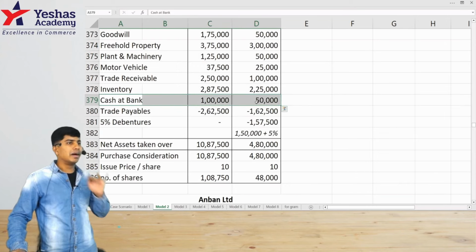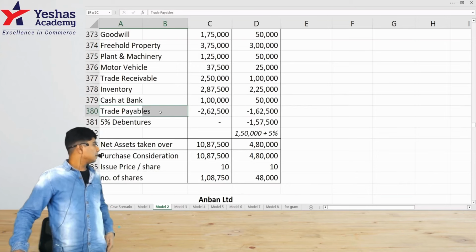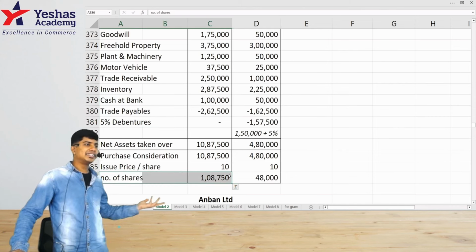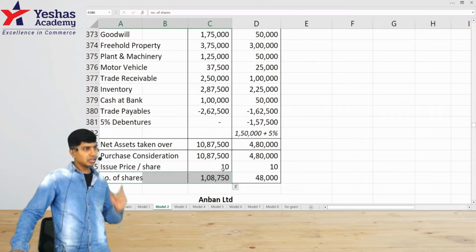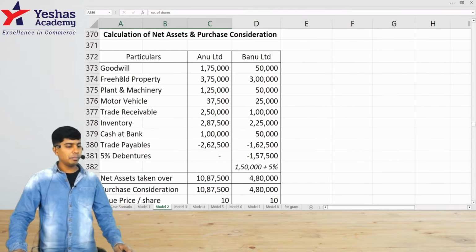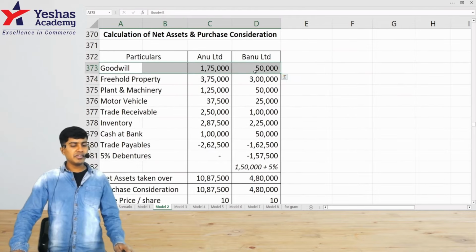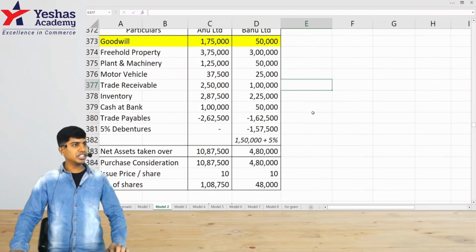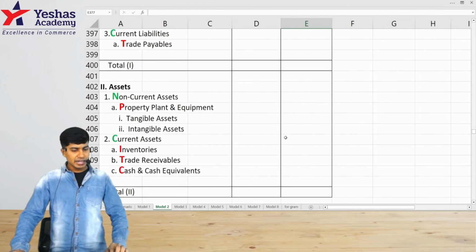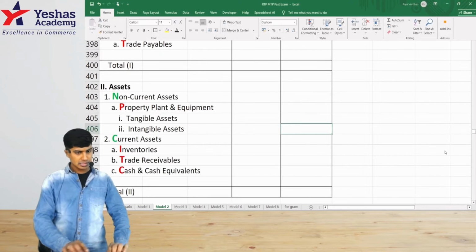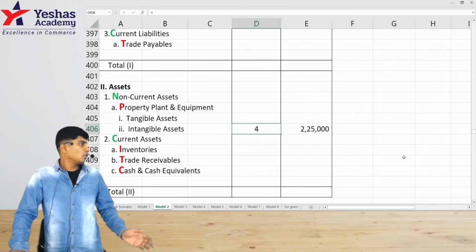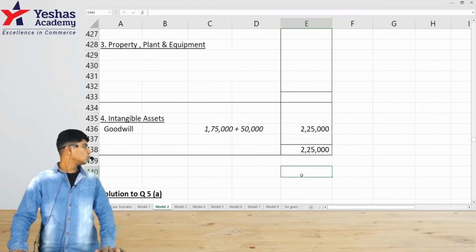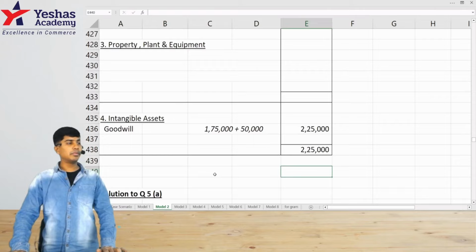On the other side of the balance sheet: trade payables, long-term borrowing, and share capital. Balance sheet tally, 14 marks. I'll prepare the balance sheet. Help me to prepare it quickly. Goodwill, 175 plus 50 together, 2,25,000. Shall I write it in intangible assets? Intangible assets, 225. If you want, you can prepare one note to accounts. You can write it in notes to accounts. 225 goodwill. Am I right?